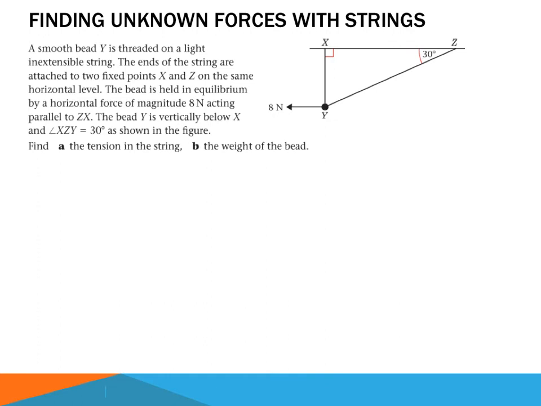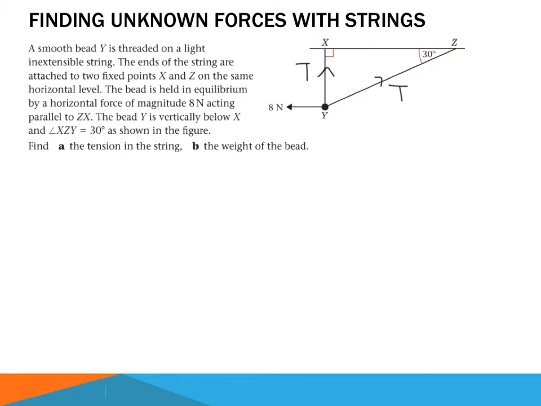So here we are with our first question. We're told a smooth bead Y, so we know that straight away there's no friction on that particular bead. It's threaded onto the light inextensible string, so we know that it's all one string. So here we can put our tension, and here also tension, they're going to be the same value. And that string is attached to two fixed points at X and Z.